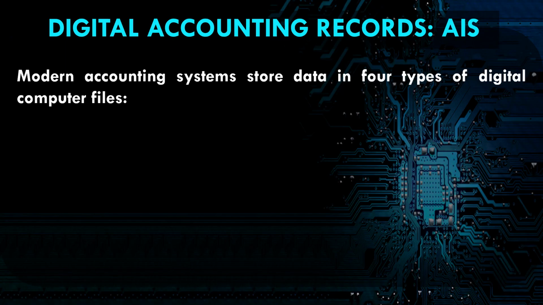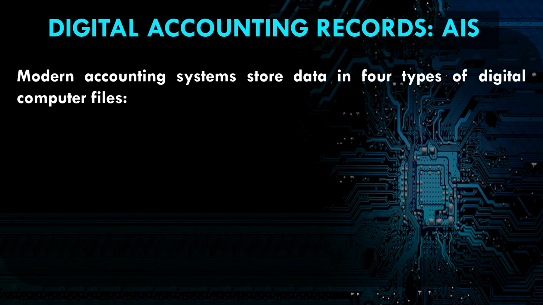Just now we discussed the recording of the transactions, or processing the transaction, in the manual system, and let's have a look now into the digital accounting record based on the accounting information system software. So modern accounting systems store data in 4 types of digital computer files. Just now we discussed the files that record, starting with the source documents, then journals, subsidiary ledger, and the general ledger.